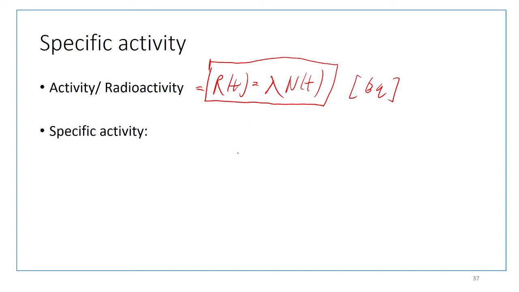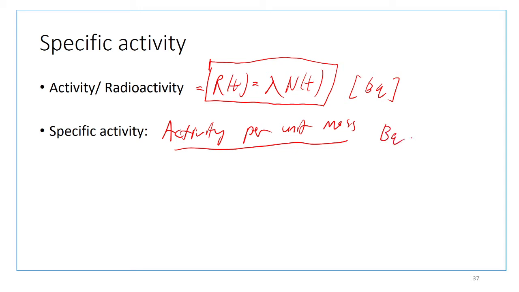And for specific activity, let's think about its definition. The definition is activity per unit mass. So the unit could be becquerel per kg if you want it in SI, or if your radioactive material is small, the mass is small, you can express it in becquerel per gram.